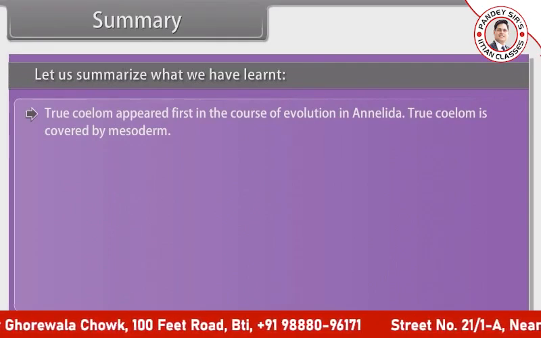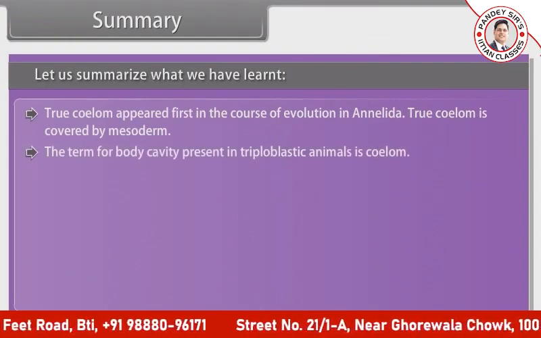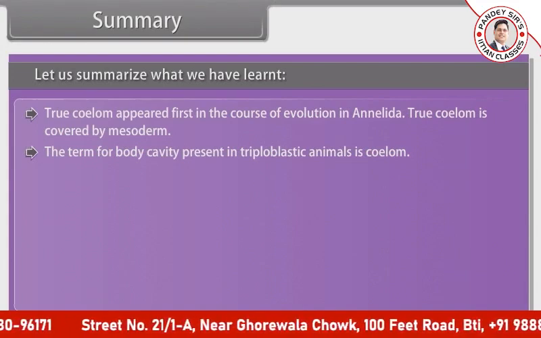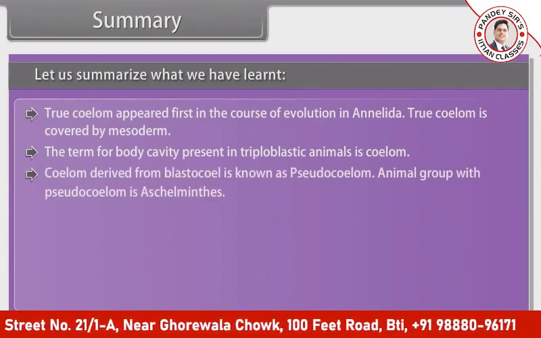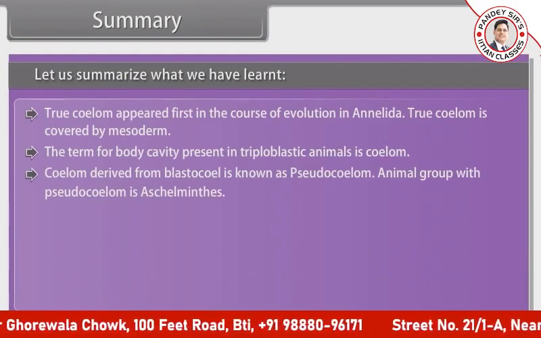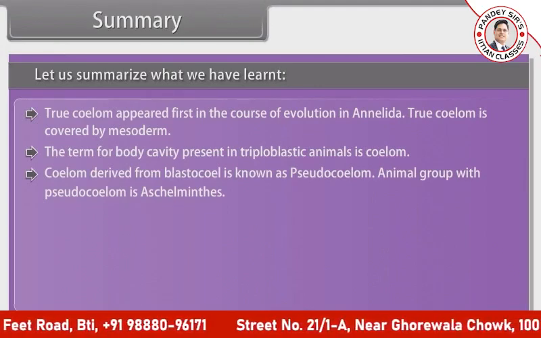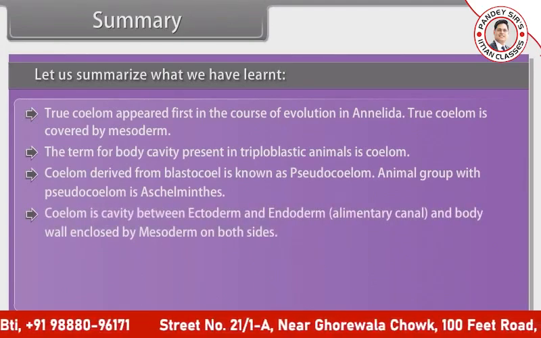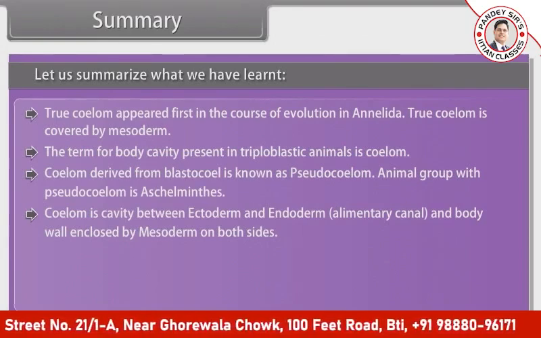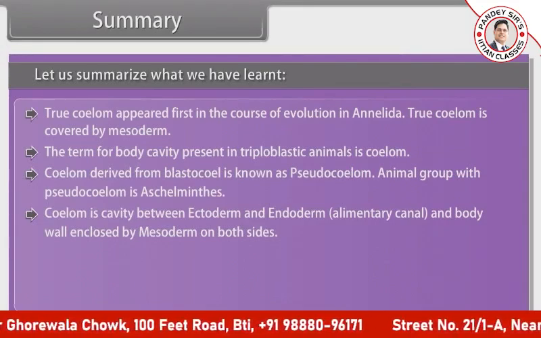True coelom is covered by mesoderm. The term for body cavity present in triploblastic animals is coelom. Coelom derived from blastocoel is known as pseudocoelom. Animal group with pseudocoelom is Aschelminthes. Coelom is cavity between ectoderm and endoderm, that is, alimentary canal, and body wall enclosed by mesoderm on both sides.